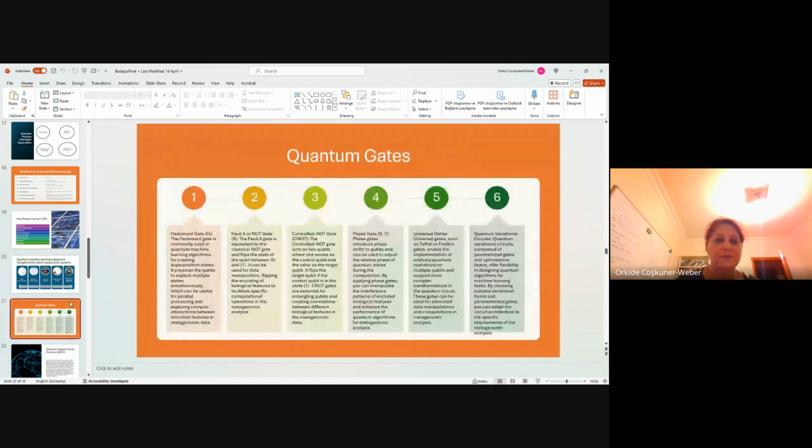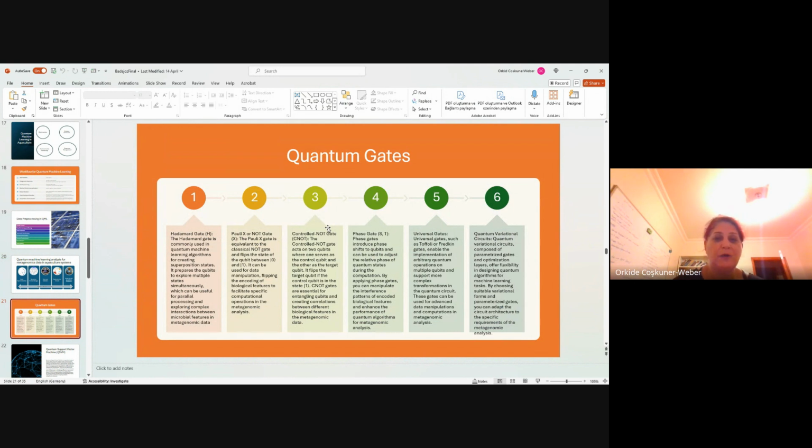So when it comes to quantum gates, I will list here 6 quantum gates. The first one is the Hadamard gate. The Hadamard gate is commonly used in quantum machine learning algorithms for creating superposition states. It prepares the qubits to explore multiple states simultaneously, which can be useful for parallel processing and exploring complex interactions between microbial features and metagenomic data.